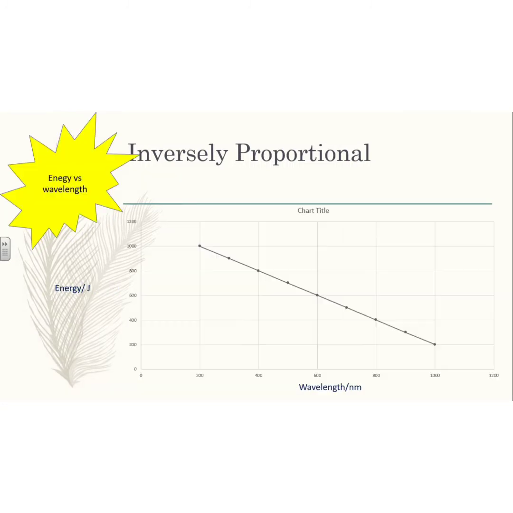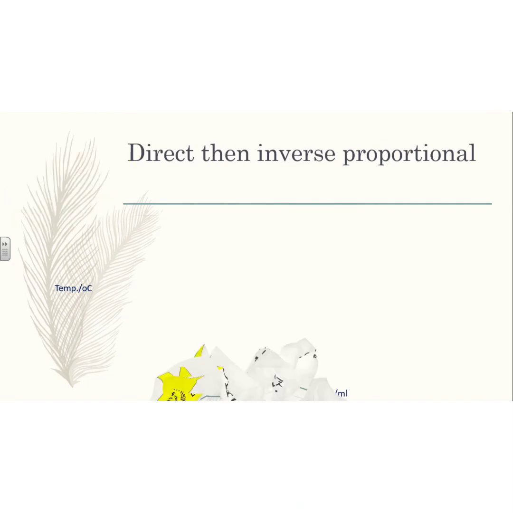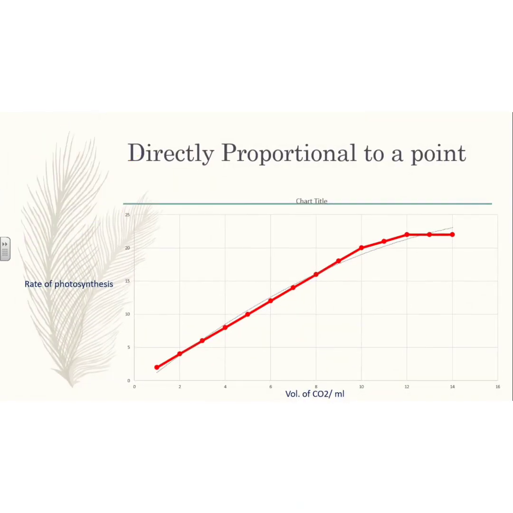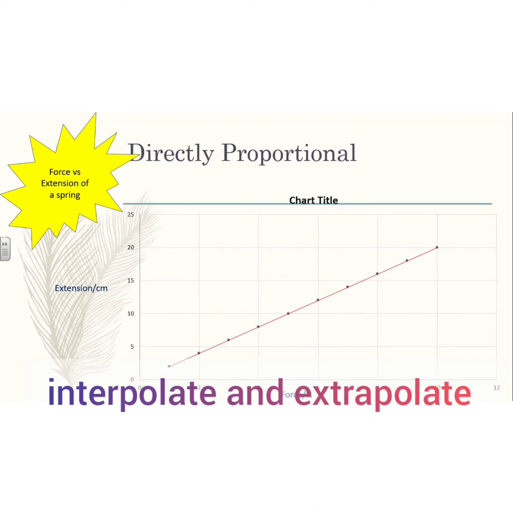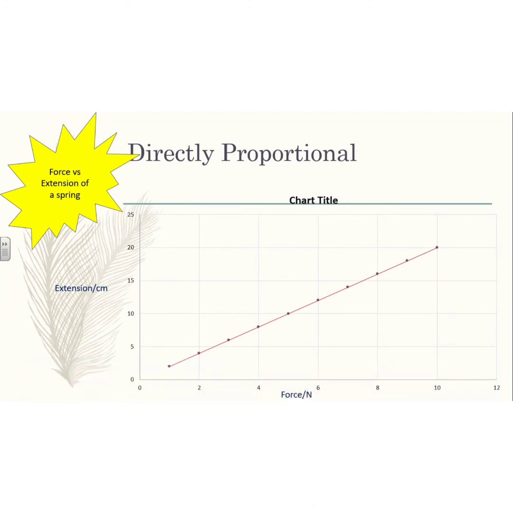However, there's one more thing that I want to show you, my viewers and subscribers, and I'm going to use the directly proportional graph to do it. Now, in your exam generally or in your studies, you will be asked to interpolate and extrapolate. You will be asked to find data from a graph. Using this graph, you may be asked to find the extension of the spring, which is on the y-axis, when a force of 6 newtons is applied.